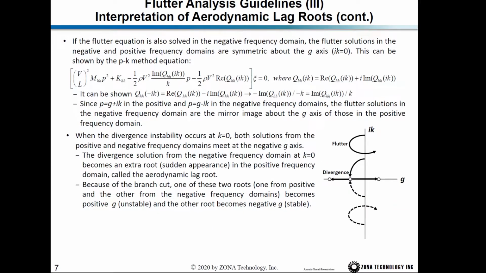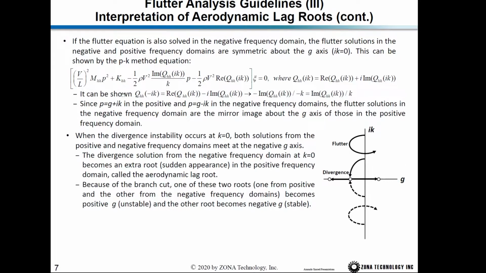Okay, and what's the impact of the branch curve on the Flutter solution? If the Flutter equation is also solved in the negative frequency domain, the Flutter solutions in the negative and positive frequency domains are symmetric about the g axis. So if we solve the Flutter equation in the negative frequency domain, it will be a mirror image of the positive k domain about the g axis.